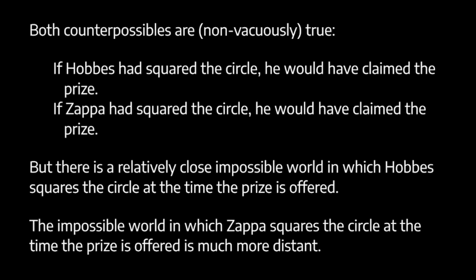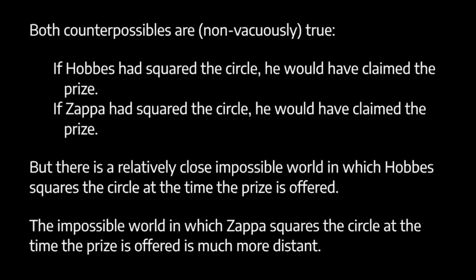There is a relatively close impossible world in which Hobbes squares the circle, right? In that world, Hobbes claims the prize, so the prize does not go unclaimed. By contrast, the impossible world in which Frank Zappa squares the circle is much more distant. Moreover, there's no particular reason to expect that the prize set up in Hobbes's day would still be available in Zappa's day, unless we make the additional assumption that Frank Zappa was born several hundred years earlier, which again would make this world even more distant from ours. So we can say we have two counterpossibles that are both non-vacuously true, right? If Hobbes had squared the circle, he would have claimed the prize. If Zappa had squared the circle, he would have claimed the prize, at least assuming that Zappa was doing this at the same time that Hobbes was.